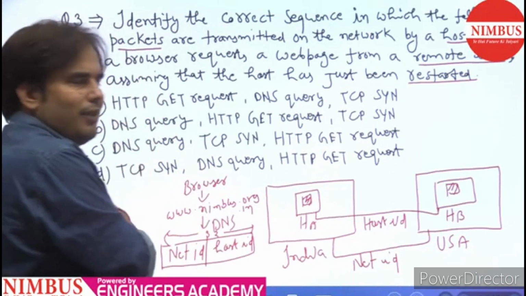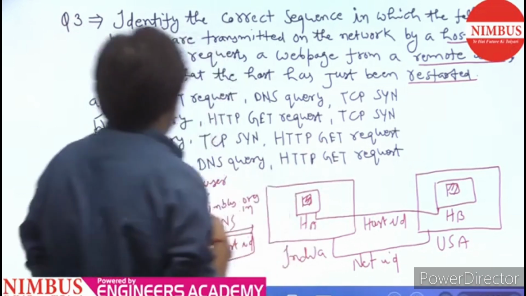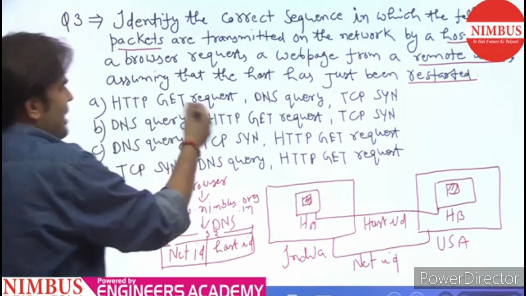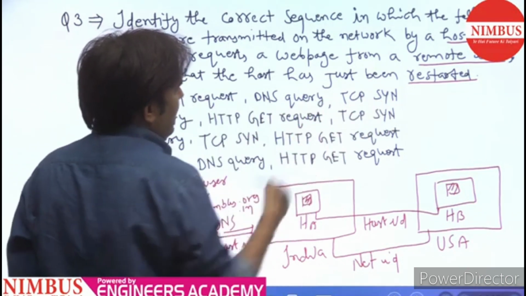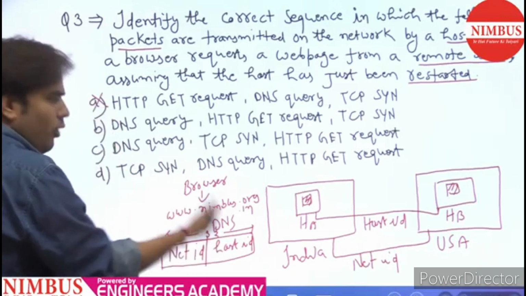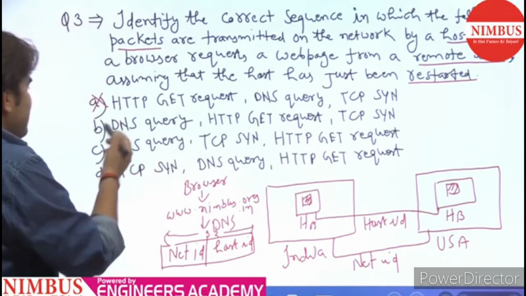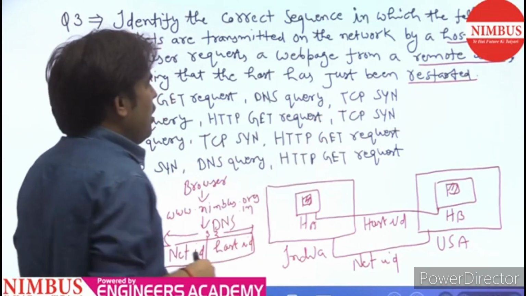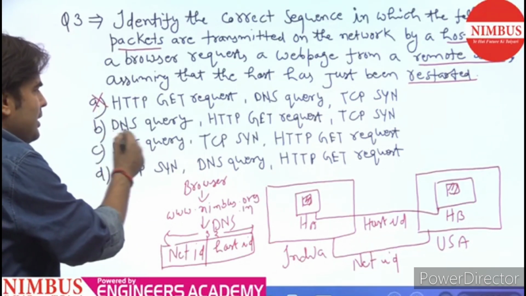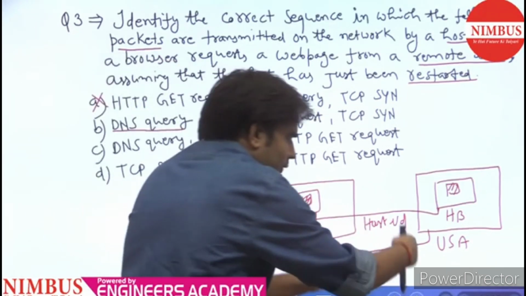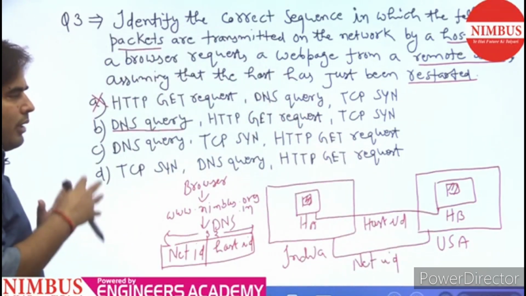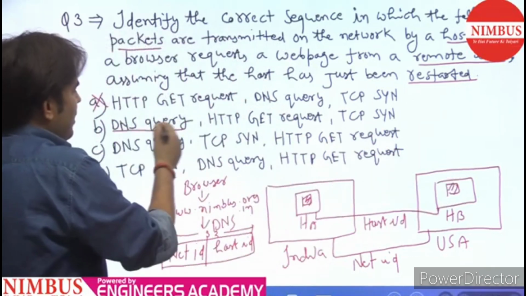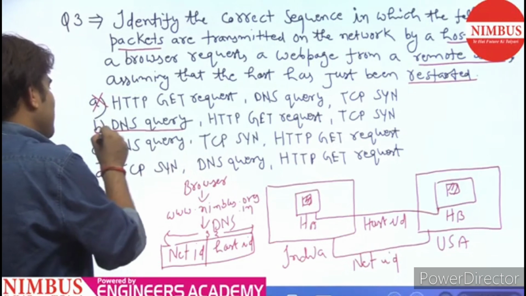Let's see which sequence is correct here. Very simple question. HTTP GET request, then DNS query, then TCP connection, no, first we need the DNS query. Second statement: DNS query, HTTP GET request, TCP SYN, no. DNS query, yes, first we need DNS query, but after it we need a connection between the India network and the USA server. So after DNS query we need the TCP connection. That's why this sequence is also wrong.